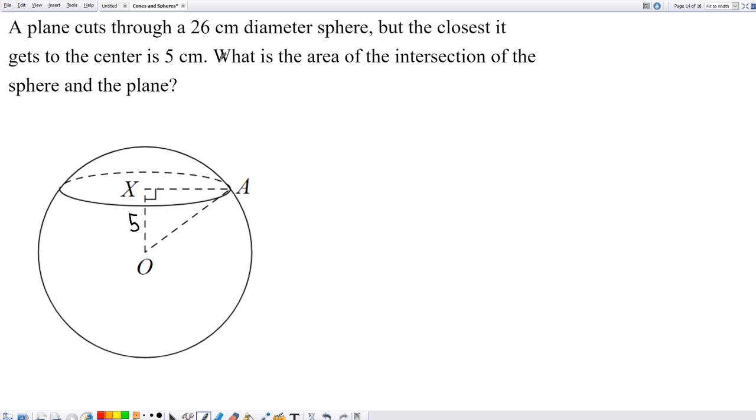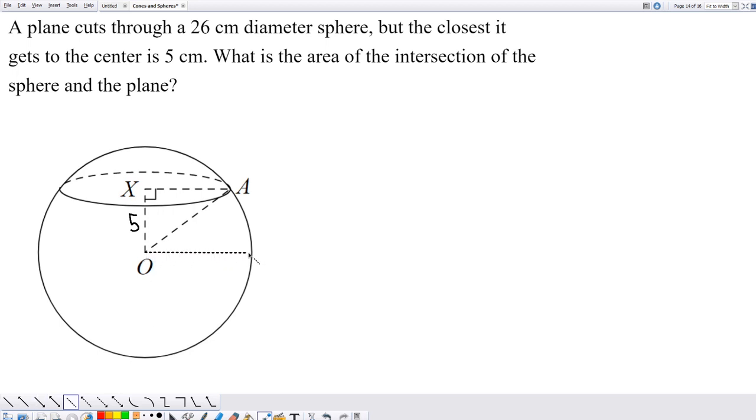Now, we know the plane cuts through a 26 diameter sphere. Now, this implies that the radius of the sphere is half of that, which is 13. What is the area of the intersection of the sphere and the plane?